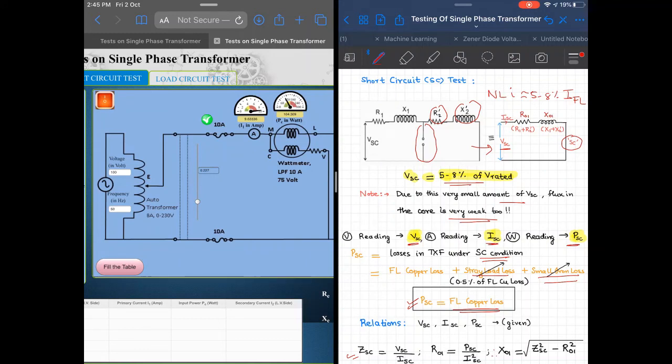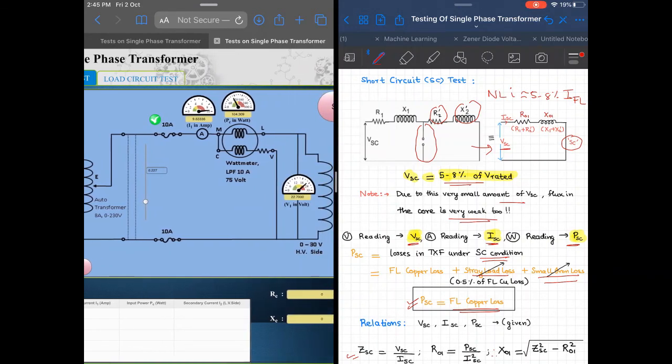Now from the circuit you can note the readings of all the three meters. So we have the voltmeter reading VSC as 22.7 volt, ISC as 9.63 amperes, and wattmeter reading PSC as 104.3 watts. Therefore, we get the value of ZSC as 2.357 ohms.